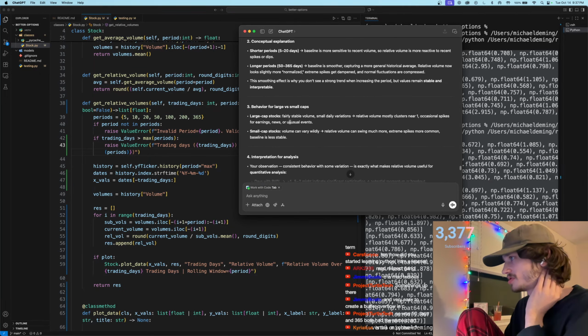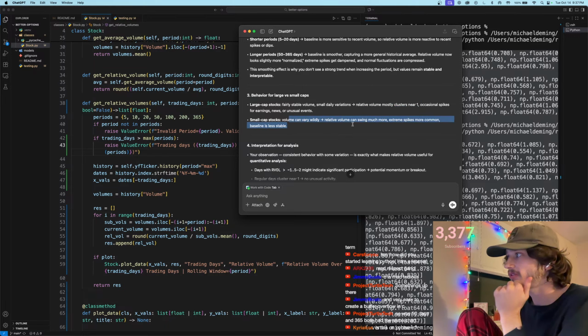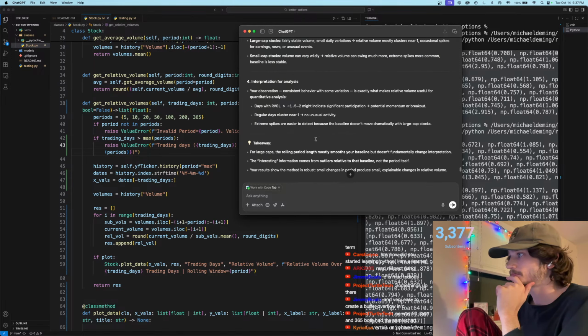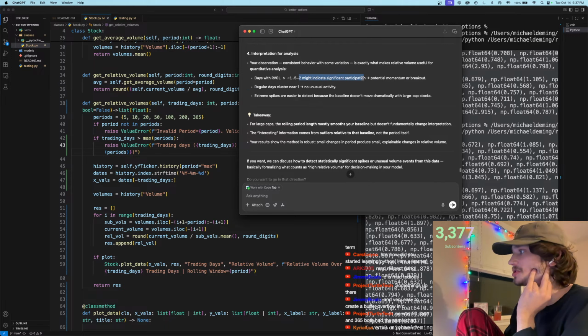Behavior for large versus small caps. Large cap stocks: fairly stable volume, small daily variations, relative volume mostly clusters near 1, with occasional spikes. Small cap stocks: volume can vary widely, relative volume can swing much more, and extreme spikes are more common. Days with relative volume of 1.5 to 2 might indicate significant participation, potential momentum, or a breakout.